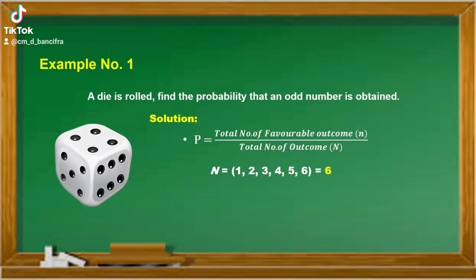Ang favorable outcome naman na odd number ang lalabas. Ang mga possible na lumabas na odd number, it's either 1, 3, or 5. Therefore, merong 3 possible ways. So, i-substitute lang natin itong mga values na to dun sa formula. So, ang probability na odd number ang lalabas is equal to 3 over 6. Or by simplifying 3 over 6, the answer is 1/2.